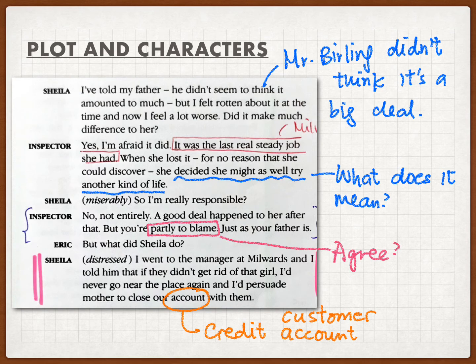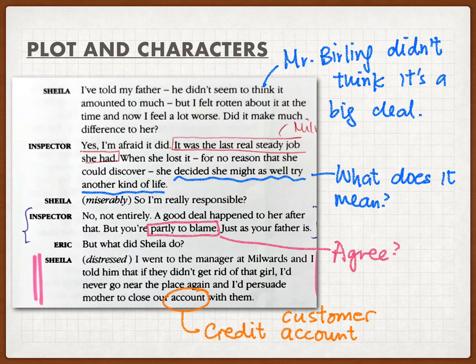And the inspector agreed because it was the last real job she had, after she was fired twice, once by the Birling company, another time by the Millwards. After that, she changed her life. What does it mean? If we continue to read Act 2, we'll find out. And Sheila asked whether she was responsible. The inspector said it was partly her responsibility, but not completely.